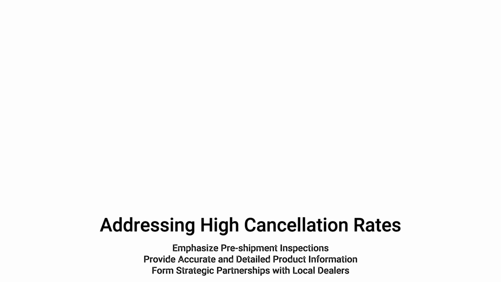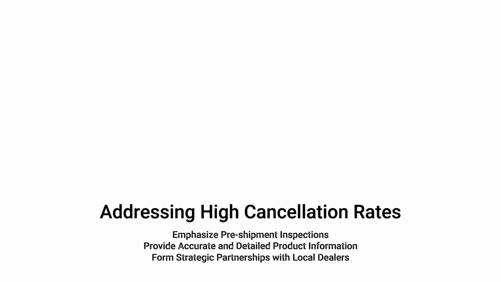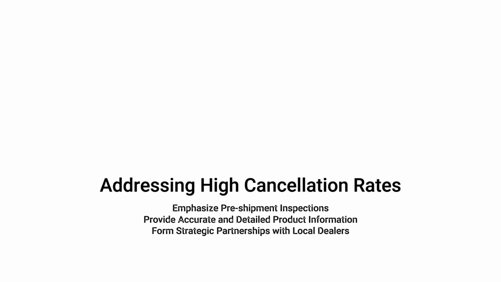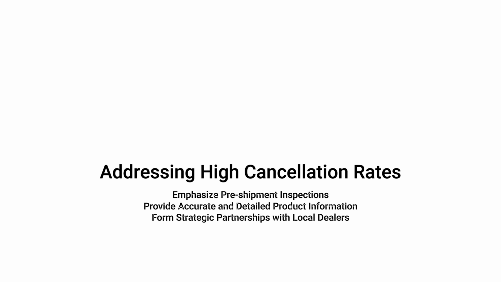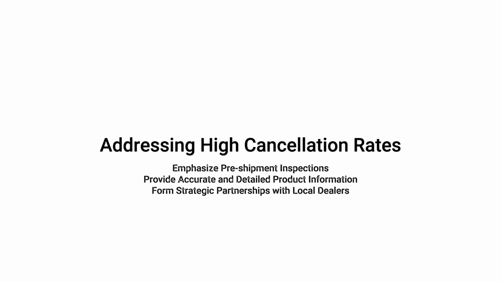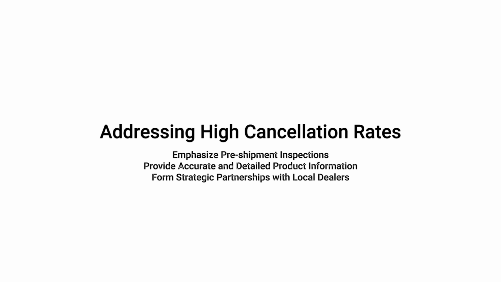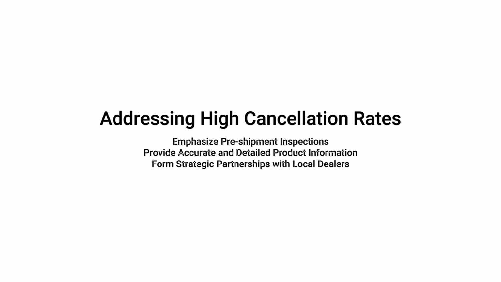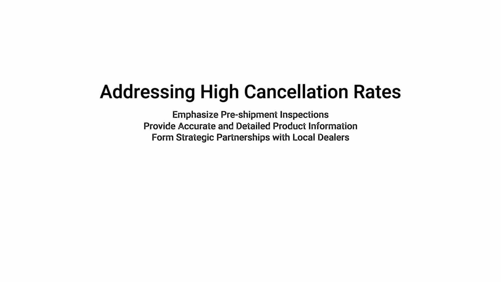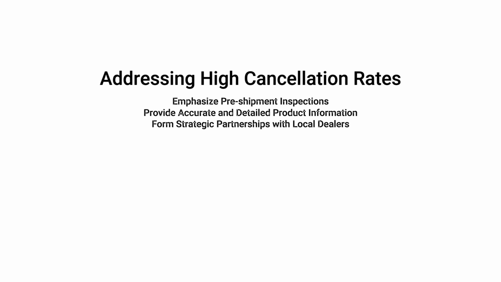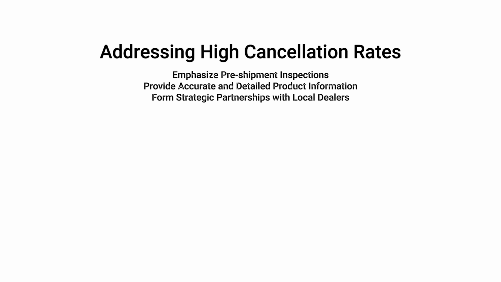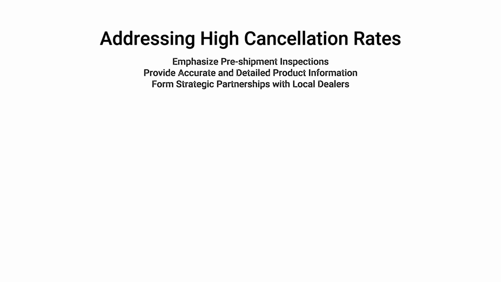Quality checks and inspections before products are shipped can prevent defective or incorrect items from being sent, lowering return rates and cancellations. Provide accurate and detailed product information. Clear, honest, and thorough product descriptions help set the right expectations, reducing customer complaints and cancellations due to item not as described. Form strategic partnerships with local dealers. Collaborating with local suppliers or dealers can shorten the supply chain, improve delivery speed, and allow for quicker restocking and return handling.